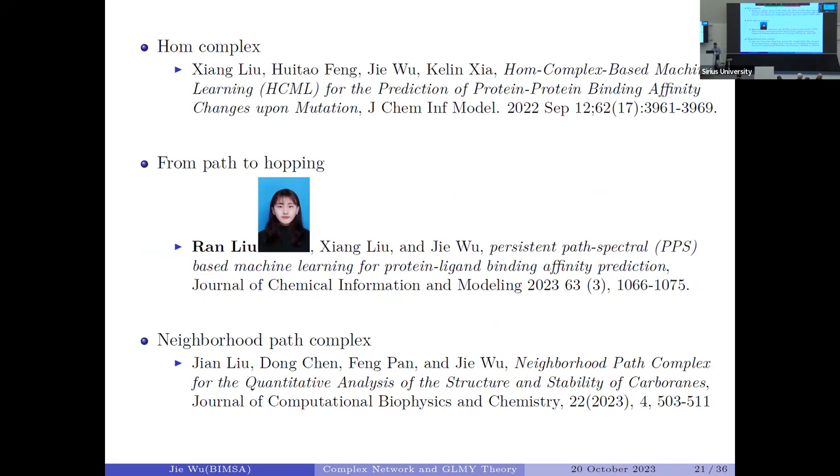It's an application of the homology complex, right, that people have studied a lot in mathematics, topological combinatorics. Now let's bring this into a practical question, already published last year. And I think Lan Liu, she was sitting behind, is my student as well, and she changed the idea, a so-called hopping complex.